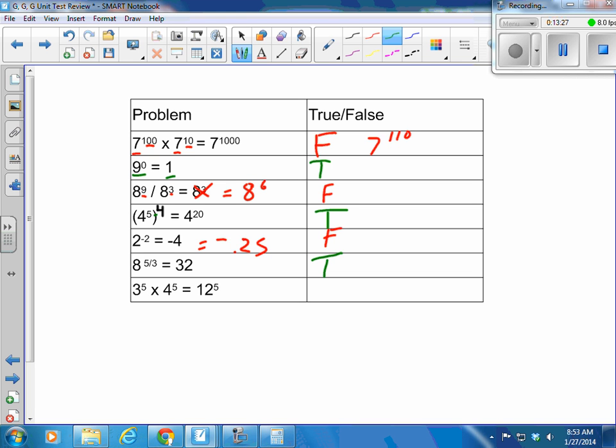And the last one, my bases are actually the same. So I keep my base the same. 3 times 4 is 12. 12 to the 5th. That answer is true.